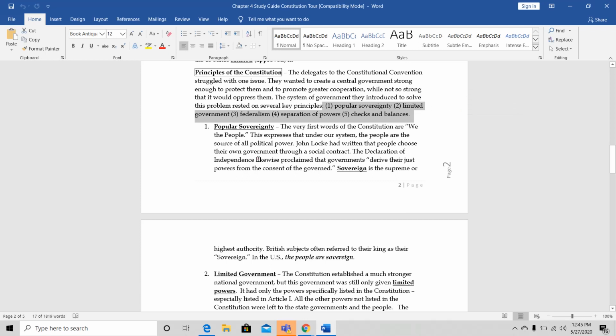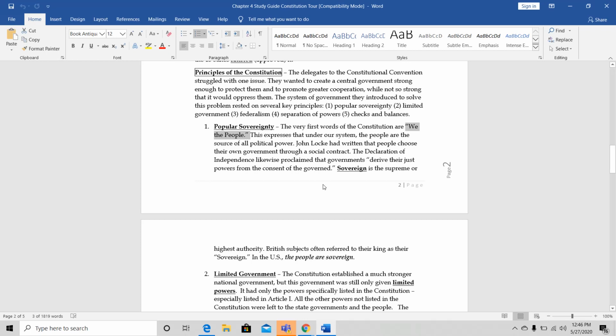Okay, so popular sovereignty basically means that the people rule. If you look at the very first words of the Constitution, it says, we the people. That's very specific and on purpose. So the people rule. They're the supreme and highest authority of the country, although oftentimes we don't feel that way.